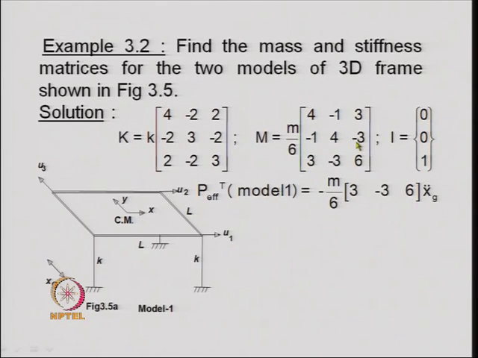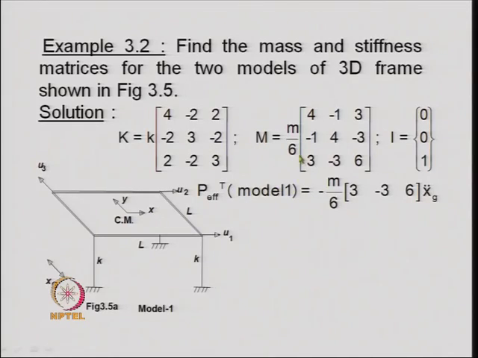So, the generation of the mass matrix may require some careful consideration depending upon the problem. For this kind of problem, you can see that one can generate the mass matrix, and this mass matrix is a coupled mass matrix. The P effective would become m multiplied by I. So, if I multiply m with I, then we get the third column, which becomes the effective mass for model 1.